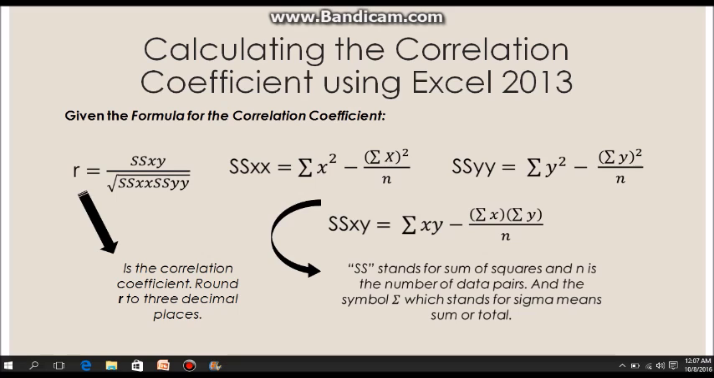Given the formula for the correlation coefficient, R is the correlation coefficient. It should be rounded to 3 decimal places. To get R, we need to solve the values of SSXX, SSYY, and SSXY. SS stands for sum of squares and N is the number of data pairs. The summation symbol, sigma, means sum or total.